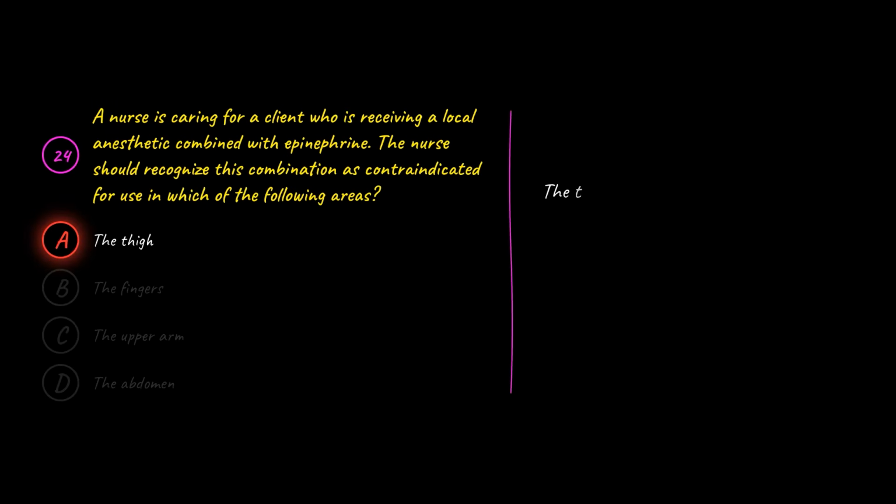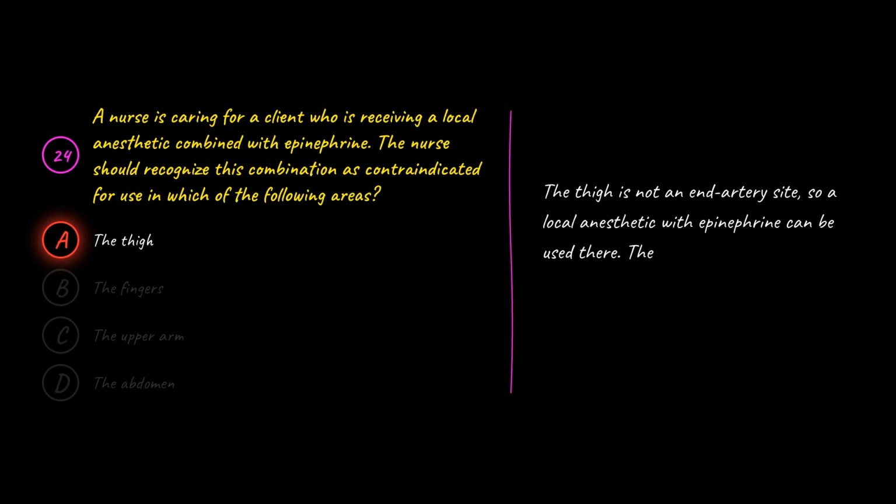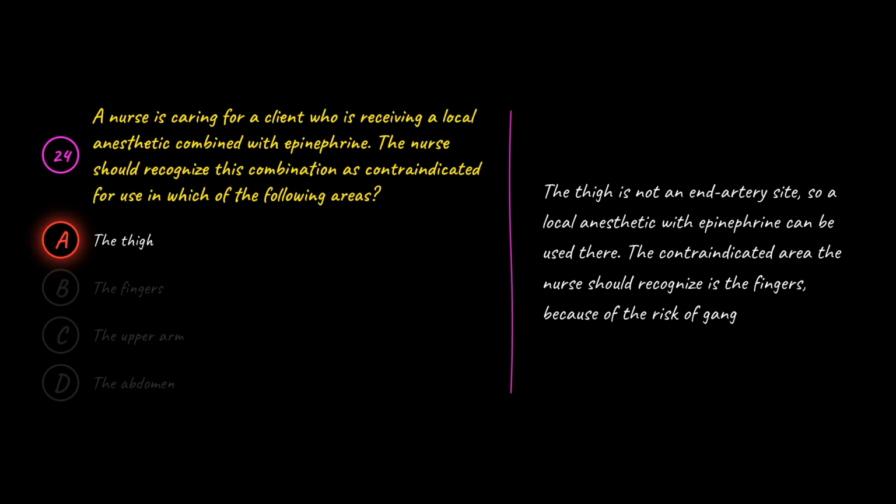A is wrong because the thigh is not an end artery site, so a local anesthetic with epinephrine can be used there. The contraindicated area the nurse should recognize is the fingers, because of the risk of gangrene from vasoconstriction.